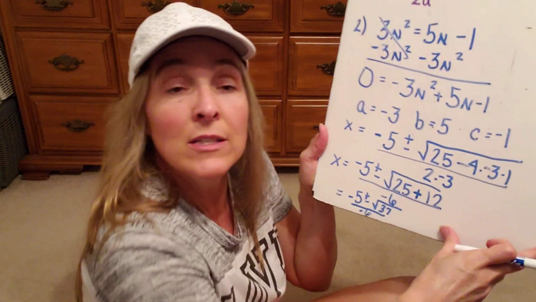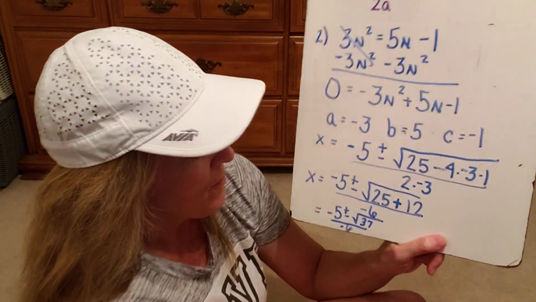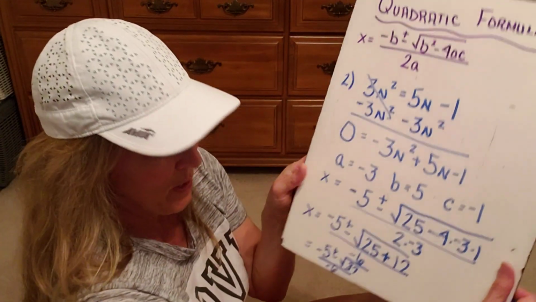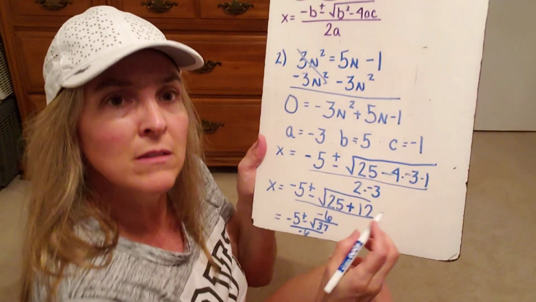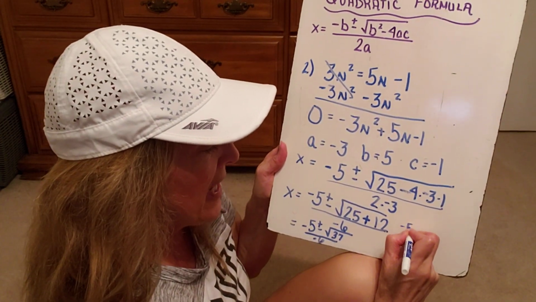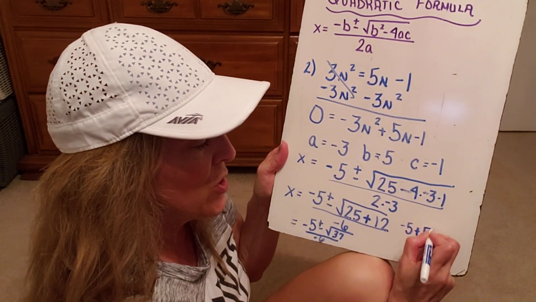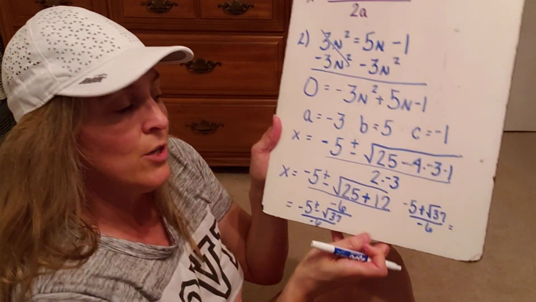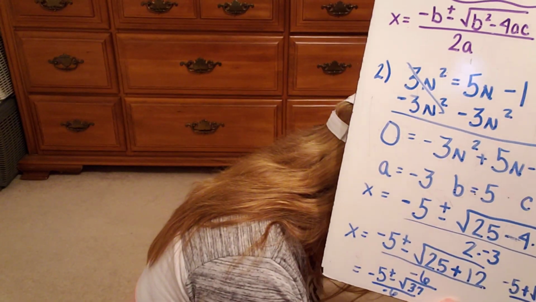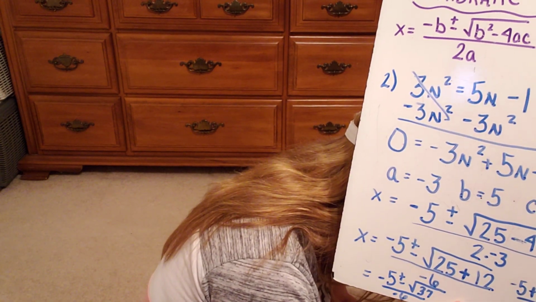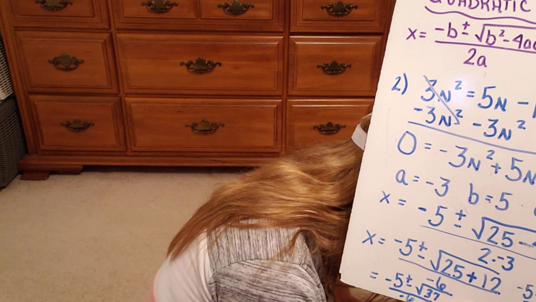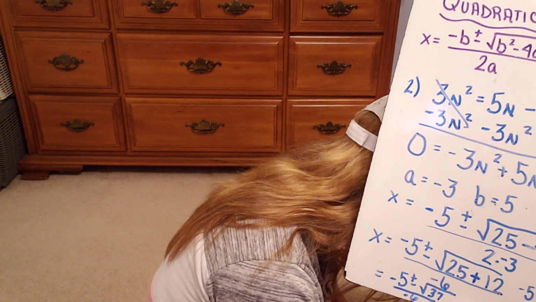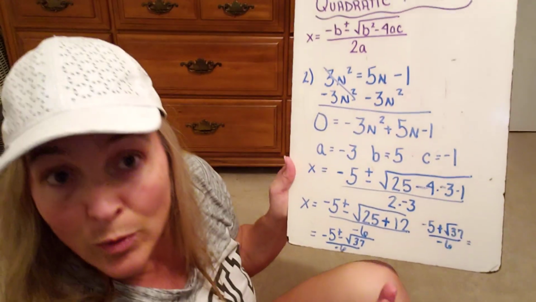Now, what you will do on your homework assignment, you are not to leave it in this form. You're to plug it into a calculator. When you plug in the negative 5 plus the square root of 37 and divide that by negative 6, you're going to end up with, if I can find it here, did I simplify this? Oh, I did, but it's not written on this page. It's on my other page. So you will get an answer for that.